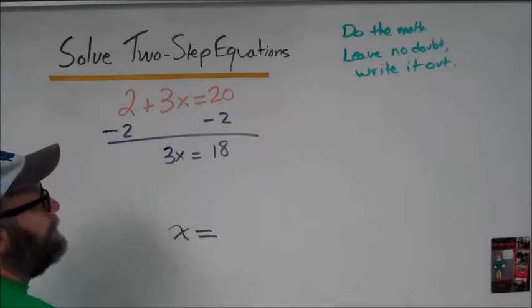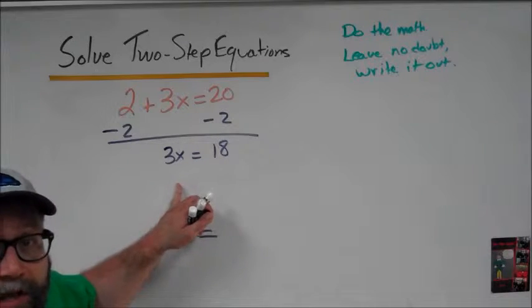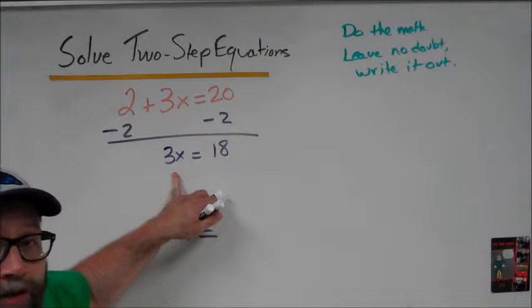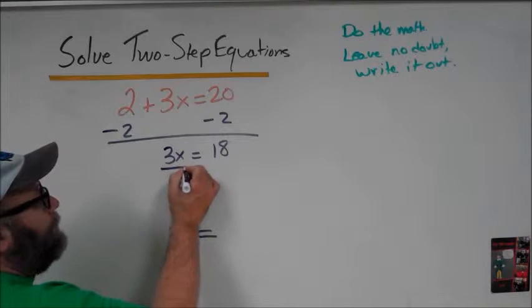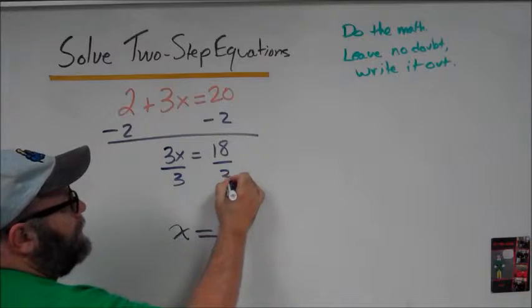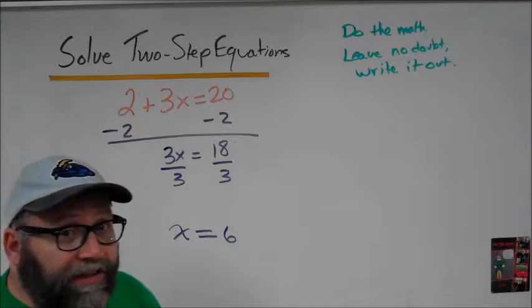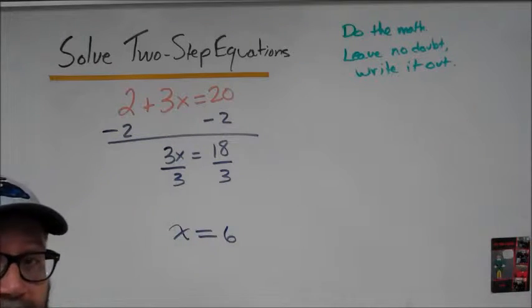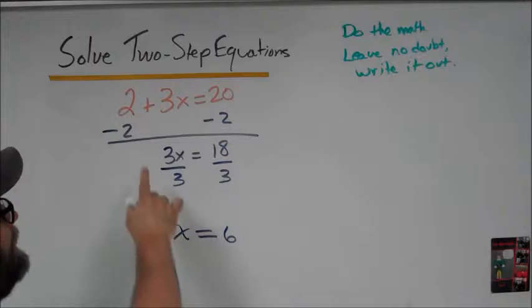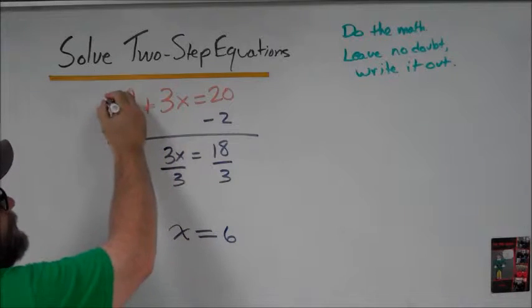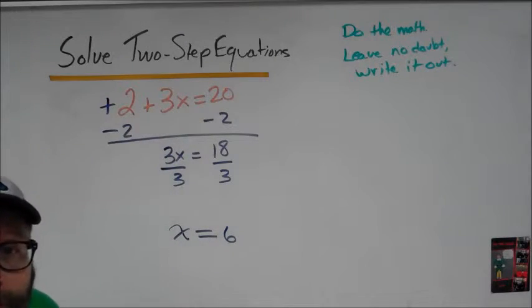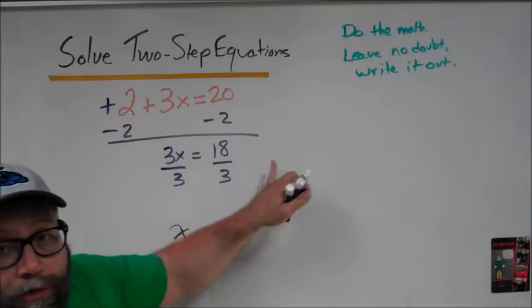equals 18. Now we want that x to be 1, or that x to have a coefficient of 1. So to do that, we're going to divide by 3. If we divide by 3 on both sides, we get x equals 6. Not the toughest problem in the world. Really, the challenge here, the 8th grade challenge, would be to look at this 2 out front and make sure you remember that is a positive 2, so that you are subtracting 2 from both sides.